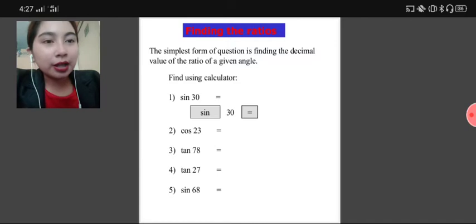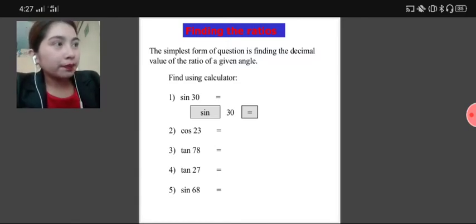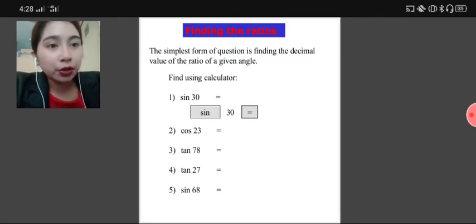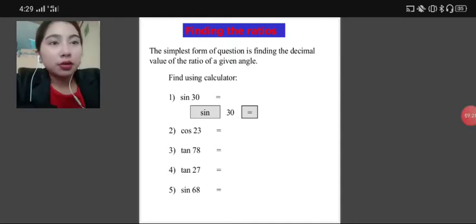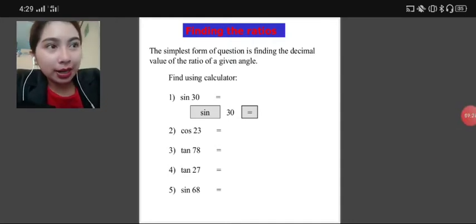For those with a calculator, just follow me. Sine 30 is equal to 0.5. Cos 23 is equal to 0.92. Are you following, class?